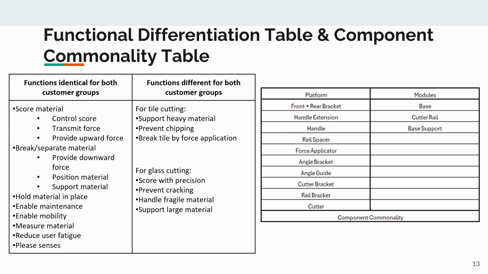That brings us to our component commonality table, where all components except for the base, cutter rail, and base support are common. The base and base support contribute to force transmission and tile support. These functions are critical to customer material choice, which means they have to be modules. The cutter rail is directly correlated to the cutter score in the functional component mapping matrix. The base and cutter rail are the most expensive components, but despite the high cost, their placement as modules is non-negotiable due to the functional requirements across customer variants.